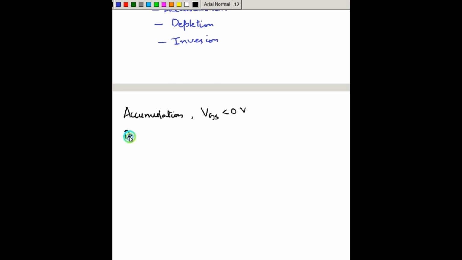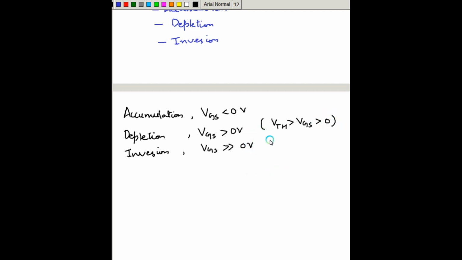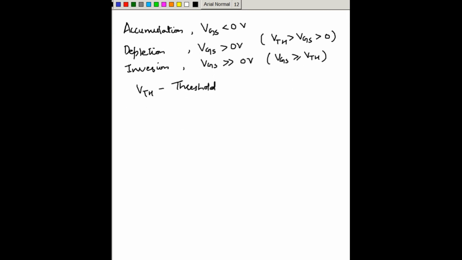What is depletion? Depletion mode occurs when VGS is greater than 0 volts. Then inversion. Inversion is when VGS is much greater than 0 volts. Or we can put it like this: VGS is greater than 0 but less than VTH, that is VTH greater than VGS greater than 0 volts. And here VGS is greater than or equal to VTH. Now what is this VTH? VTH is a very important parameter in MOSFETs, which is known as the threshold voltage.